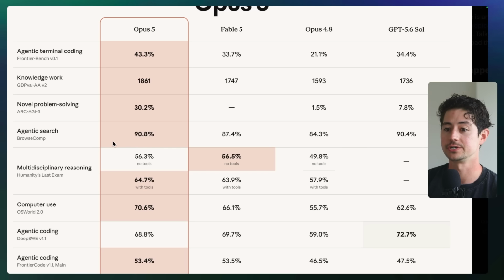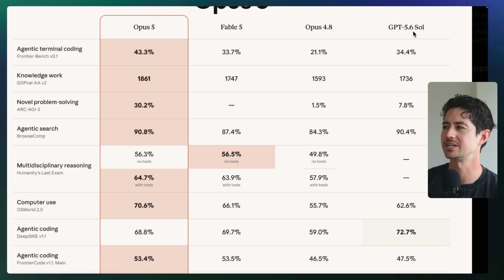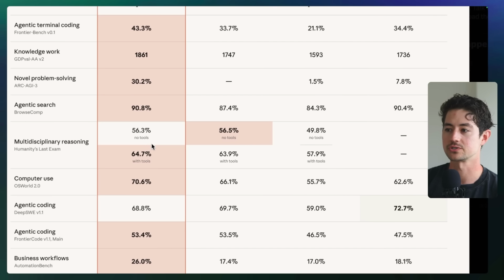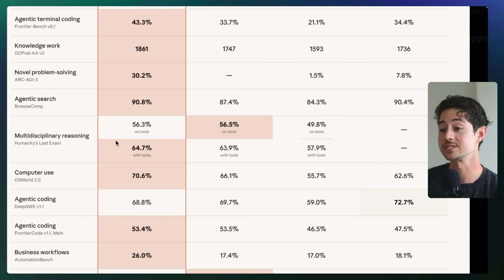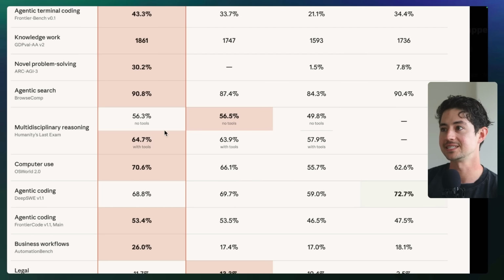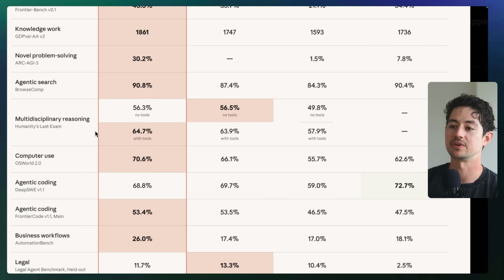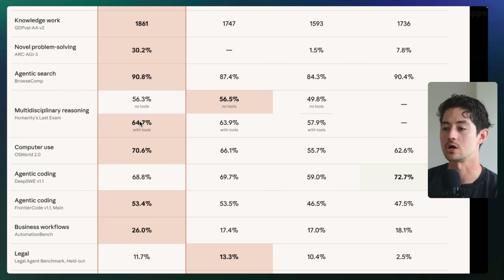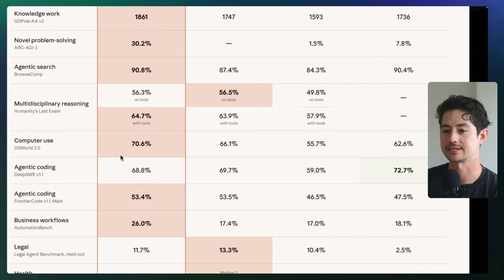On agentic search, you see that it scored 90.8% on BrowseComp, a little bit better than Fable 5, significantly better than Opus 4.8, but essentially the same as GPT 5.6 Sol. Multidisciplinary reasoning, it scored 56.3% with no tools. But when tool augmented, it actually outperforms Fable at 64.7 to Fable's 63.9. So that'll be very useful, especially for long step sort of human knowledge work tasks.